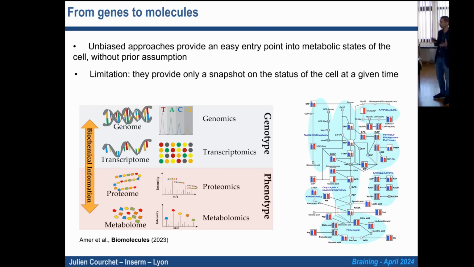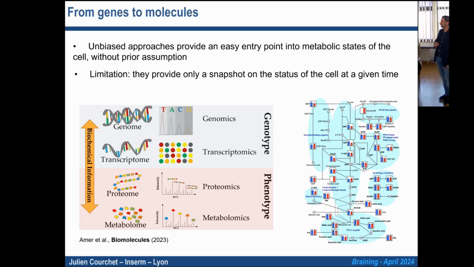There is one limitation in all those methods that are unbiased. The nice thing is that you don't have any assumption. You don't need to know what is wrong. You just have to know that it has to do with metabolism. And then the analysis will tell you what are the hypotheses that you should go after. Or maybe this is lipid. Maybe this is something to do with the mitochondria, and so on and so on.